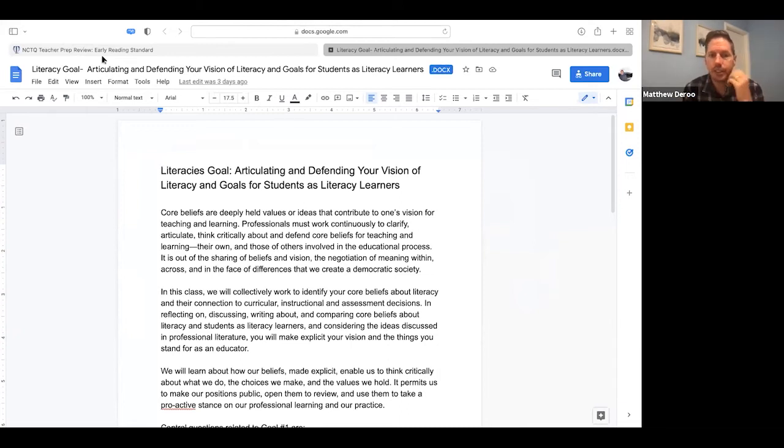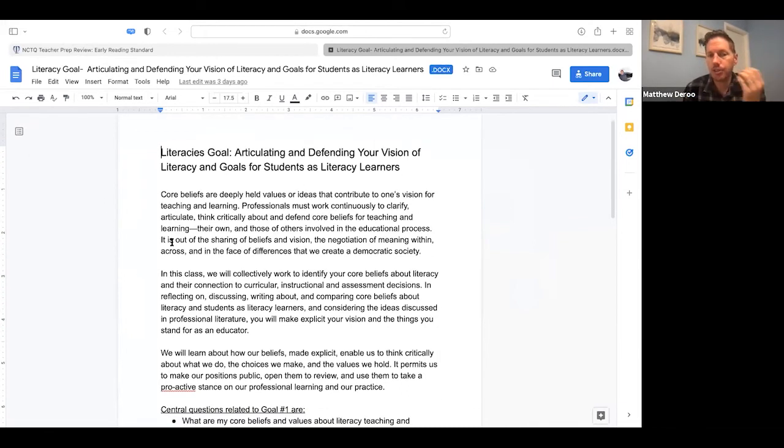The values that we have guide our vision. And so as teaching professionals, we should work to clarify our ideas, to articulate these ideas, and to think critically about how these beliefs around literacy shape our own teaching and our students' learning, right? So students are part of this broader educational process. We are responsible for that. So how do we help them to negotiate for meaning? How do we help them with accessing different rich literate resources? And then also, how do we face these differences that we face in the US context, in a democratic society, right? Not all people have the same vision. So how do we navigate these visions across difference, right?